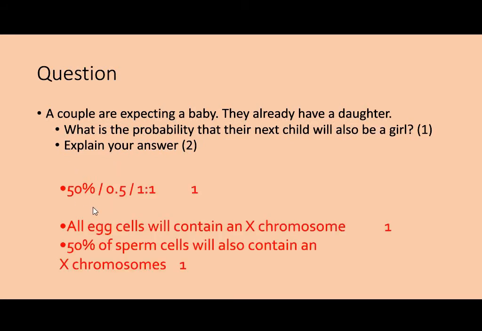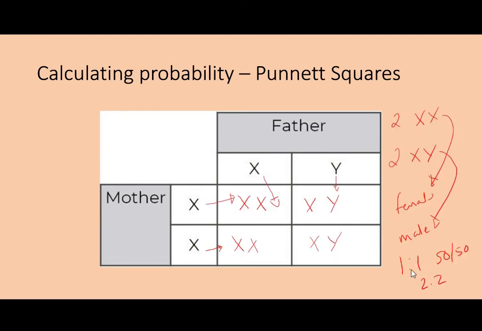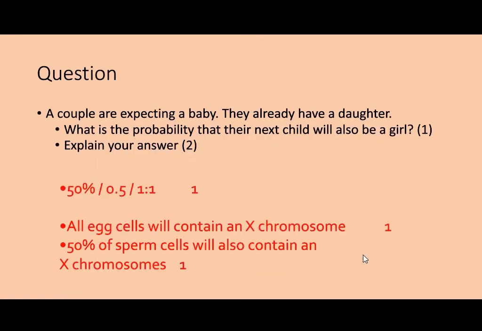The answer is 50% or 0.5 or 1-to-1. If I go back to this, I should have mentioned that as well as being a 1-to-1 or a 50-50, this is a 50% chance. The reason is that all egg cells will contain an X chromosome, but 50% of the sperm cells will also contain an X chromosome, so there's always the same probability. It doesn't matter how many children you've had in the past, there's always the same probability.